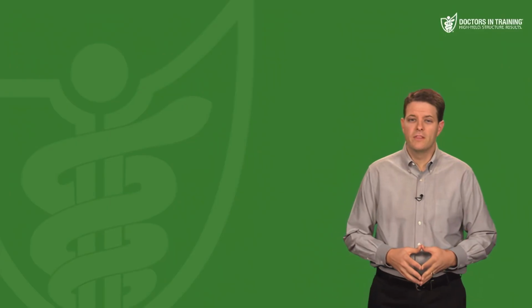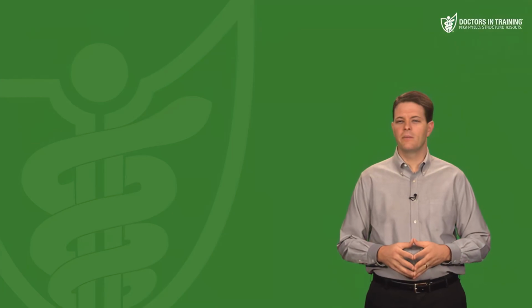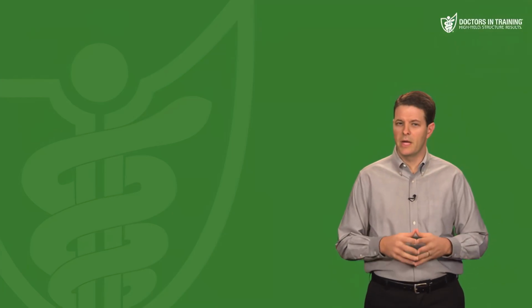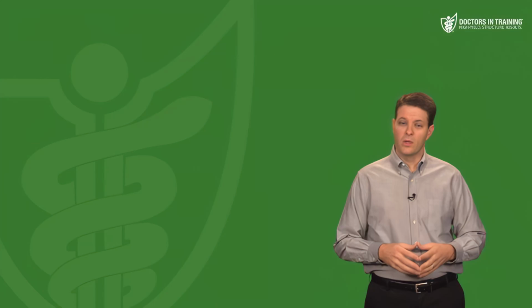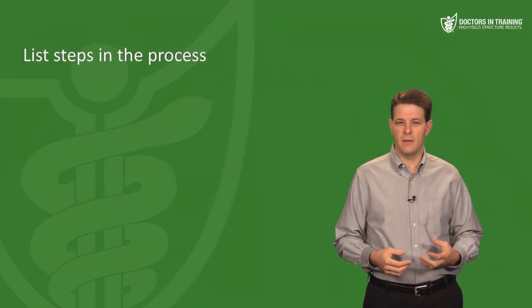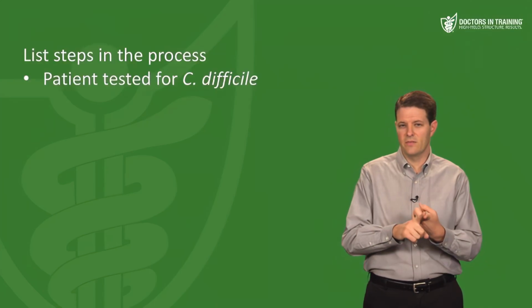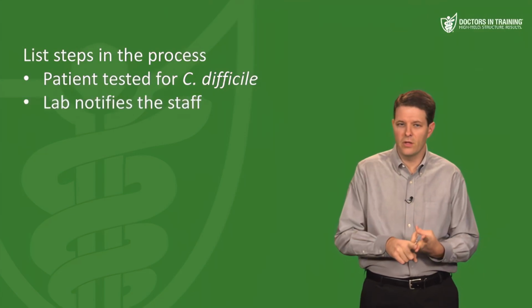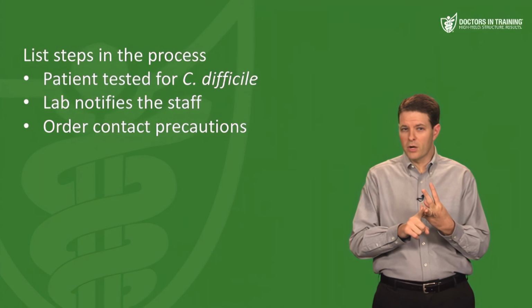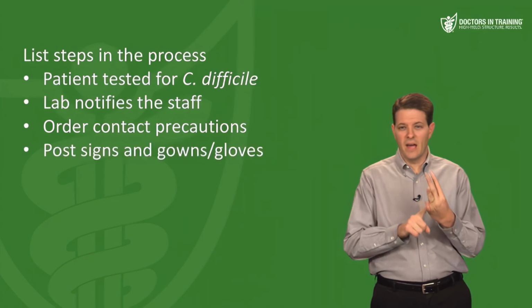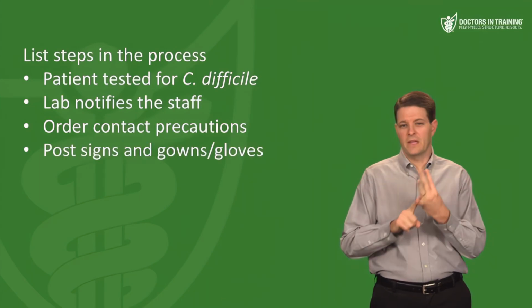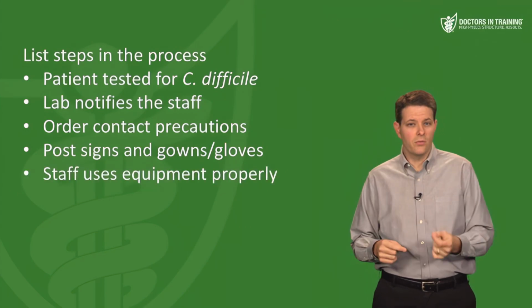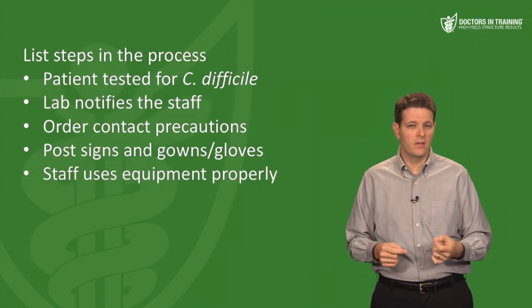So, for example, say you were asked to evaluate the process of implementing contact precautions in patients with C. diff colitis. Well, you start by listing all the steps in that process. So first of all, the patient has to be tested for C. diff. Then the lab has to notify the doctors and nurses of the lab result. Somebody has to order contact precautions. Somebody has to put up the signs on the patient's door and put out the gowns and gloves. And then the people that enter the room have to actually wear the gowns and gloves and then dispose of them properly.